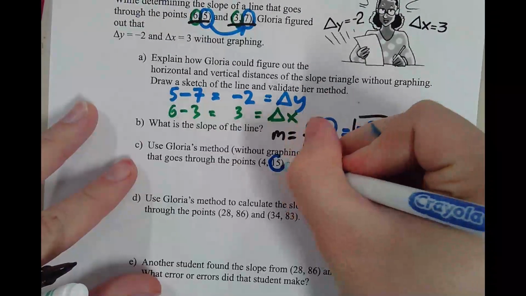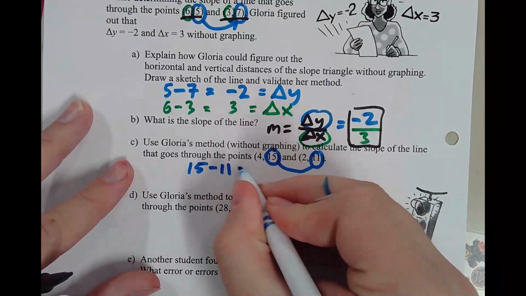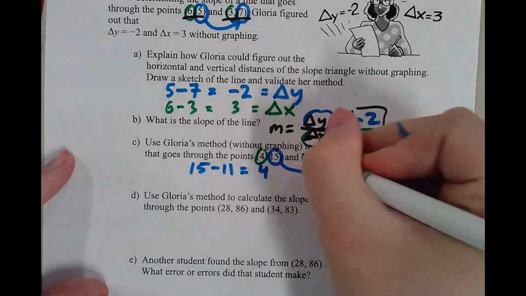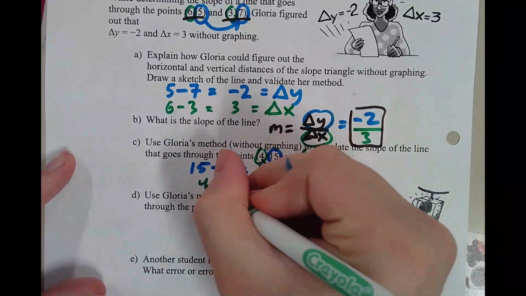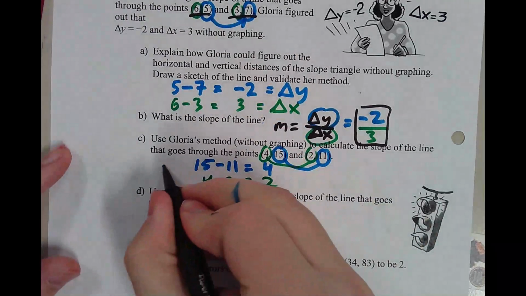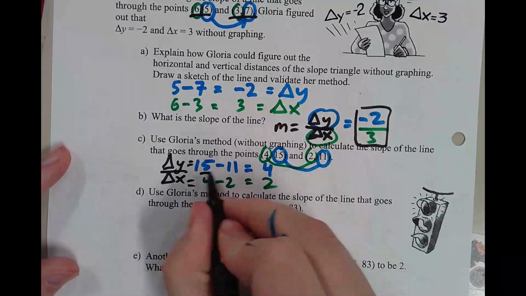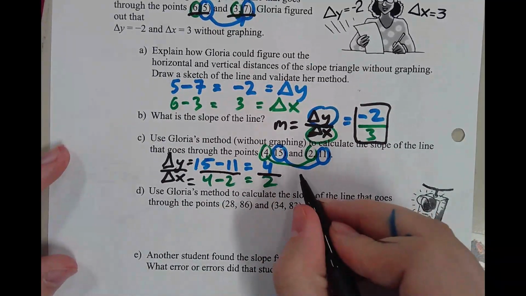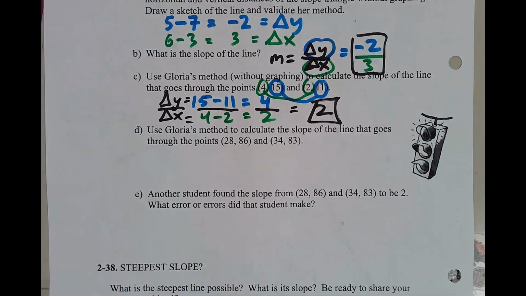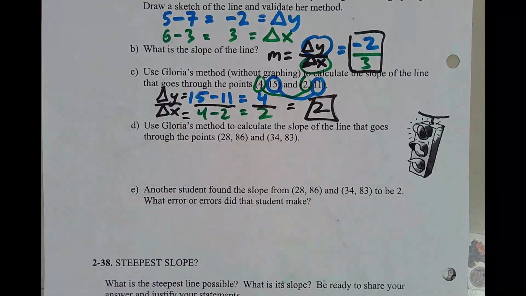So 15 minus 11 is 4. And 4 minus 2, the x's, is 2. Now, if I label this change in y over change in x, we get 4 over 2. What's 4 divided by 2? Yes, 4 divided by 2 is 2. Let's do the next one. Use Gloria's method to calculate the slope of the line that goes through these 2 points. So the same thing.